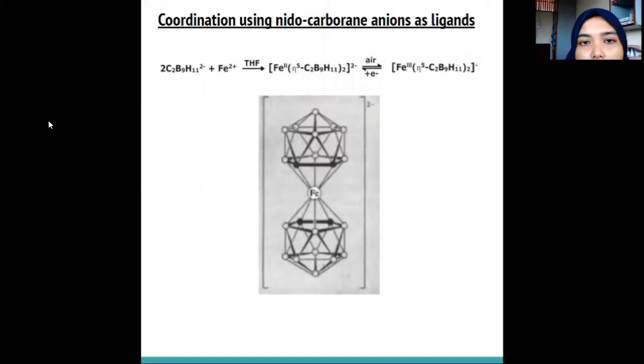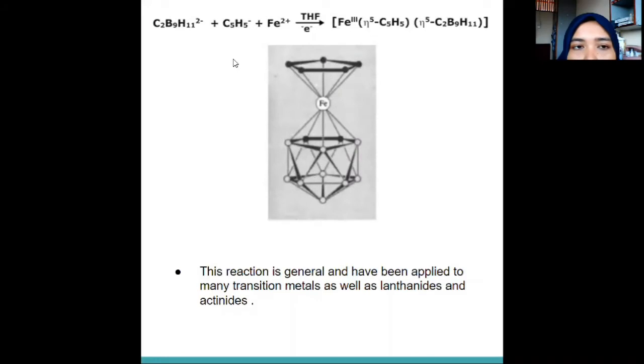For the coordination using nidocarborane ions as ligands, the reaction of C2B9H11 with FeCl2 in the presence of tetrahydrofuran, with exclusion of air and moisture, will give us the diamagnetic base sandwich type complex of Fe2+. When this is reversibly oxidized, it will give us the corresponding Fe3+ complex. When this reaction is carried out in the presence of NaC5H5, it will give us the purple mixed sandwich complex. This reaction is general and has been applied to many transition metals as well as lanthanides and actinides.